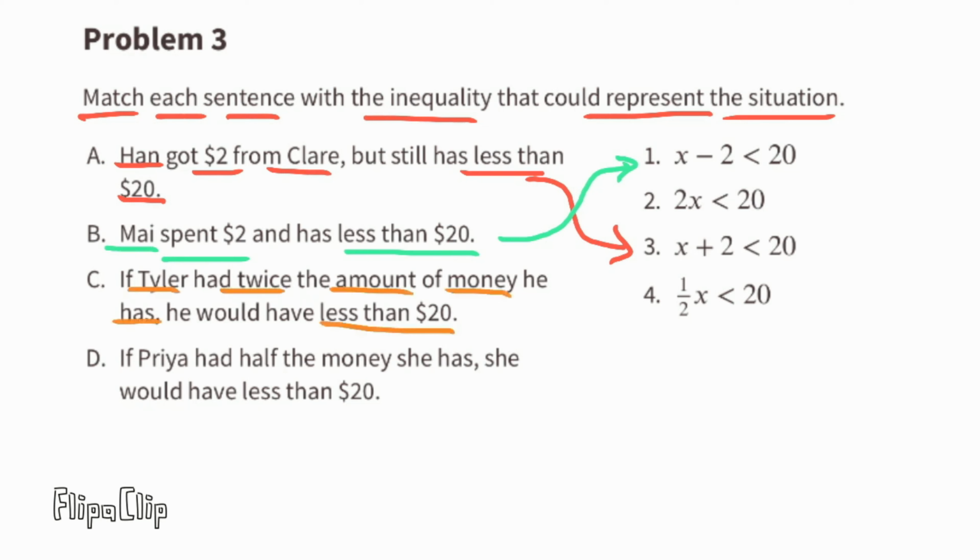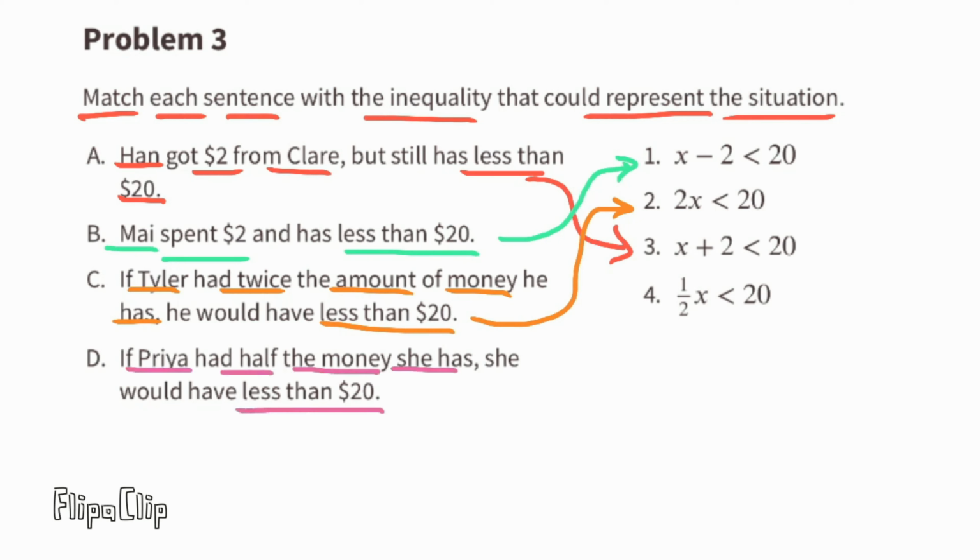C. If Tyler had twice the amount of money he has, he would have less than $20. Twice the money he has would be 2 times x, and 2 times x would be less than $20, so the inequality would be 2x is less than 20. Sentence C matches inequality 2. 2x is less than 20.